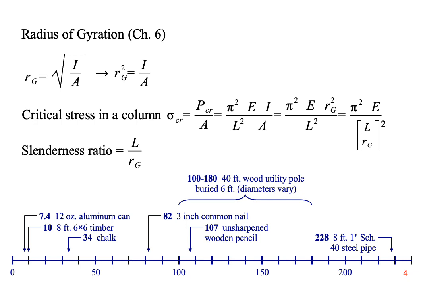The scale at the bottom of the screen shows slenderness ratios for a range of objects. A piece of chalk straight out of the box is not as slender as a brand new wooden pencil. Utility poles have a range of values because although their lengths are pretty standard, their diameters are not.